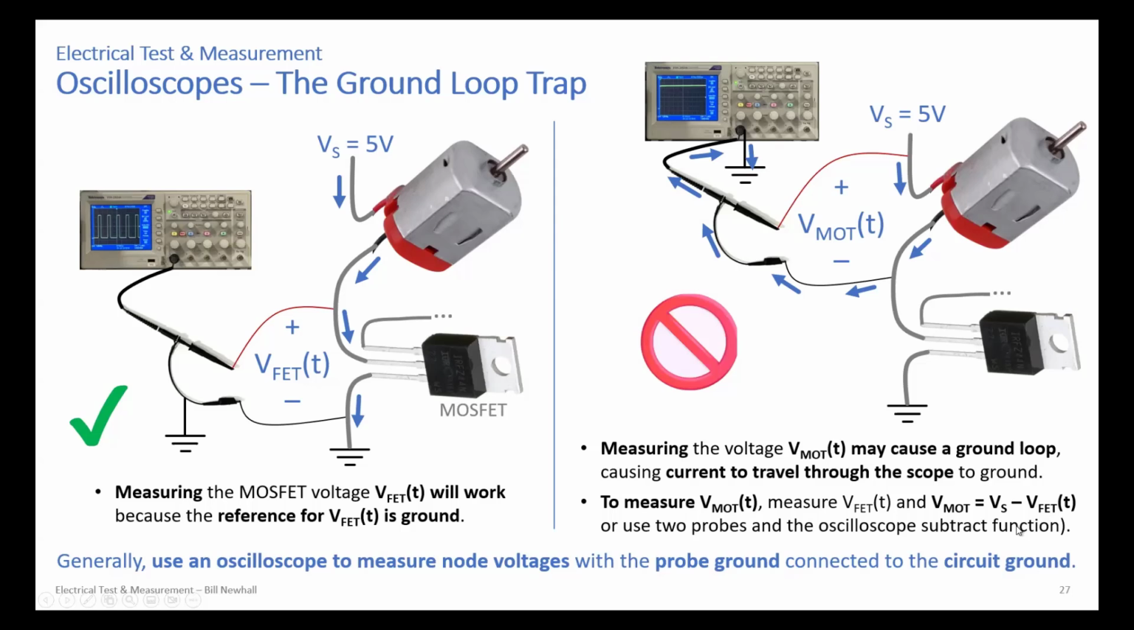Use the probe ground connected to the ground of the circuit. Okay, there are differential probes. There are different kinds of probes out there that you can use to do these measurements directly, but generally you walk into a lab with a fairly low cost, low frequency oscilloscope, and you're going to run into these types of problems with basic probes.